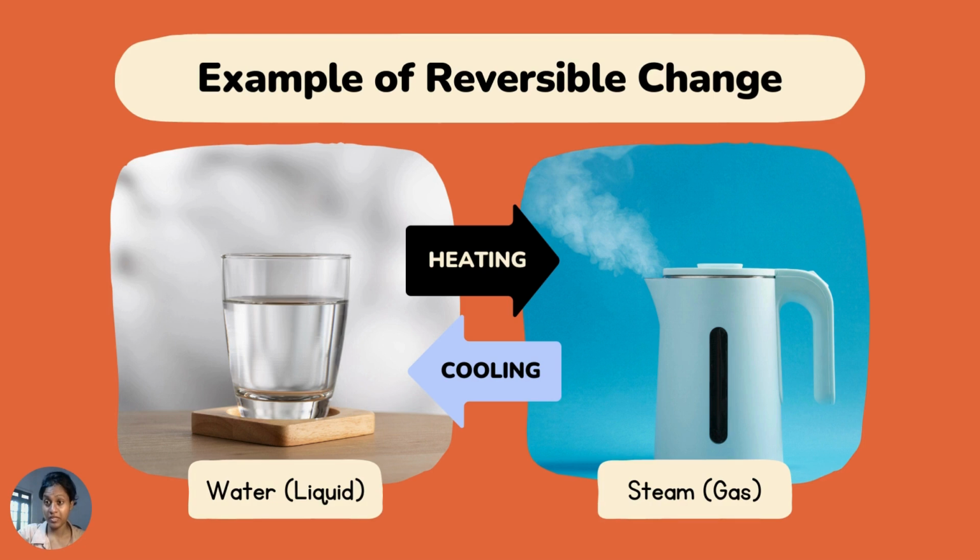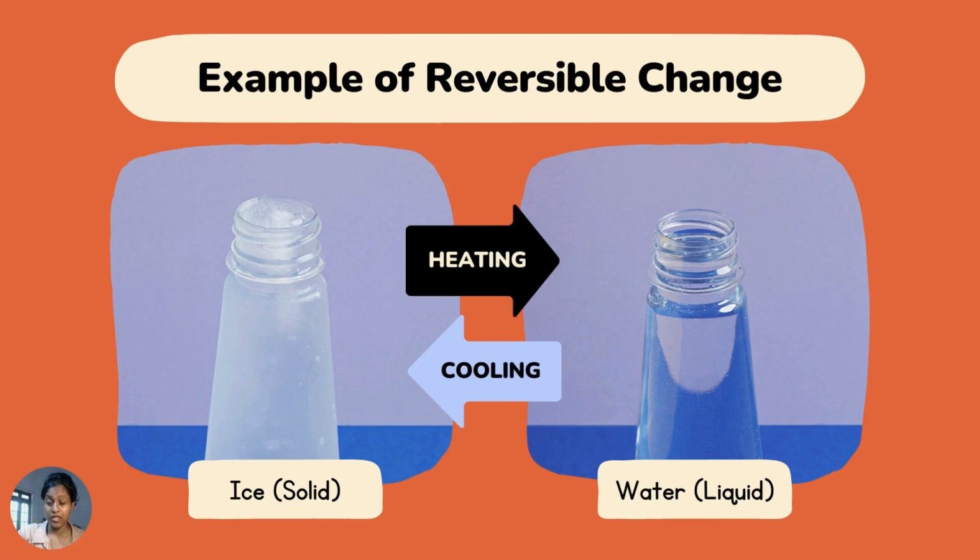Let's look at reversible changes. Water heating into steam. That's a reversible change. You can cool steam back into water again. No problem. Same with ice. Melt it and it becomes water. Freeze it again and you got your ice back.